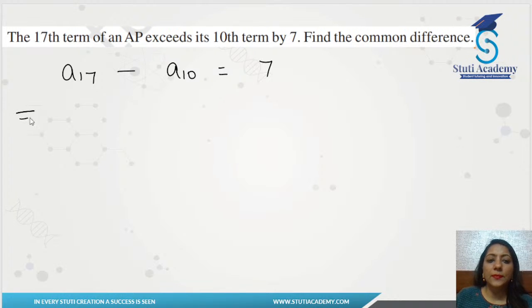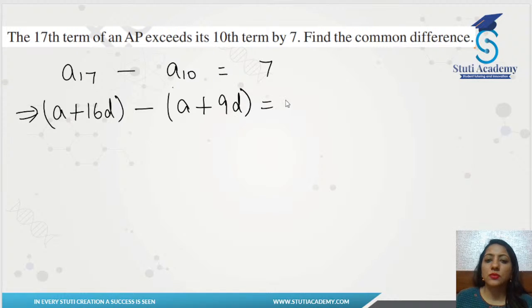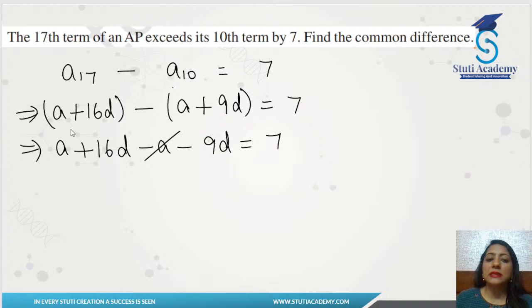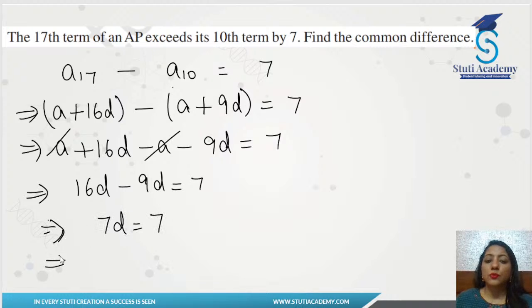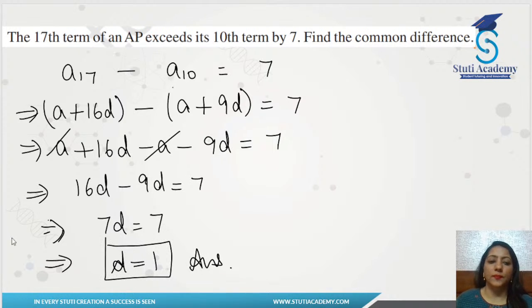So this one is quite simple. We can write A17 as A plus 16d. And we can write this A10 as A plus 9d. That is equal to 7. Now this minus we are going to take inside the bracket. We will get A plus 16d minus A minus 9d is equal to 7. Minus A and plus A will get cancelled. So we have 16d minus 9d is equal to 7. That is, we have 7d is equal to 7. So we can then say that d is 1. The common difference in this case is 1. I hope students this question is clear to all of you.